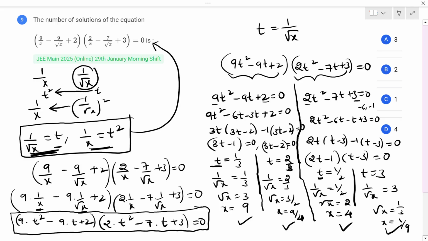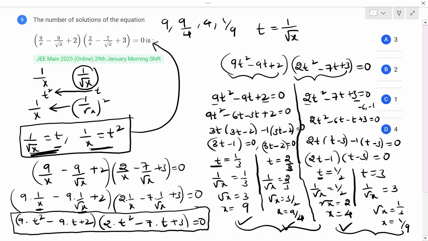Please remember, make sure you write all the solutions. So from the first equation I got 9 and 9 by 4, and from the second equation I got 4 and 1 by 9. Sir, why are you writing the solutions? Just count it, no? Please be careful. You should never get negative marks.